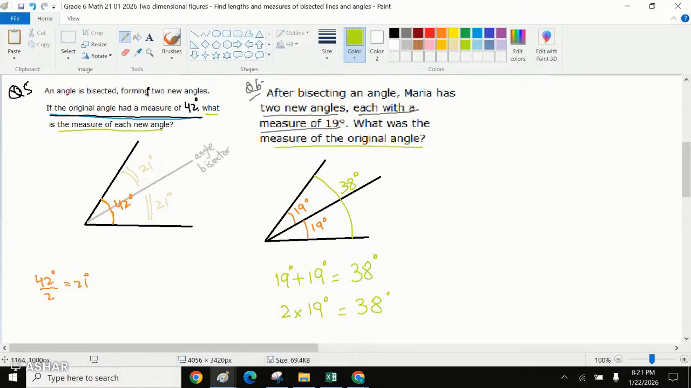Agreed? So if the original is given, we divide it by 2 to find the smaller angles. If the smaller angles are given, then we add them together to find the original angle.